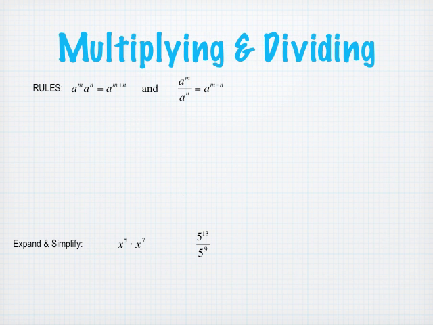So my first two rules are that if I have a to the m times a to the n, I get a to the m plus n. If I have a to the m divided by a to the n, I get a to the m minus n. Let me show you an example of why that works.